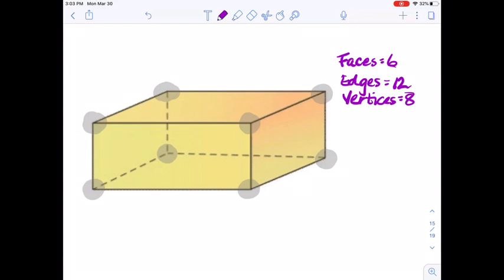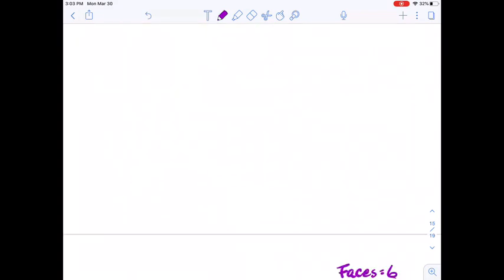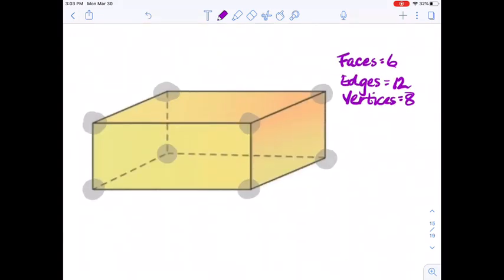It does have 8. What did you notice about the rectangular prism and the cube? 6 faces, 12 edges, 8 vertices. They are very similar, aren't they? Remember, a cube is a special kind of rectangular prism.